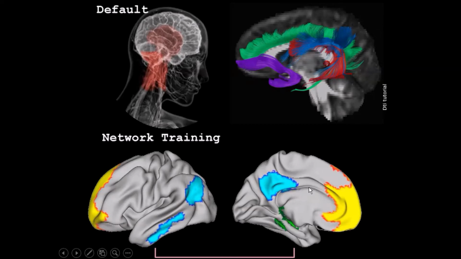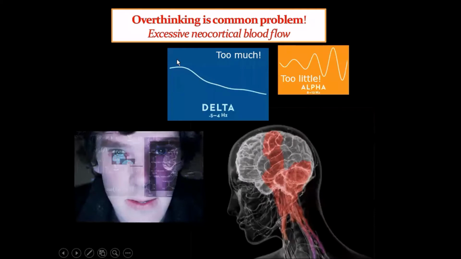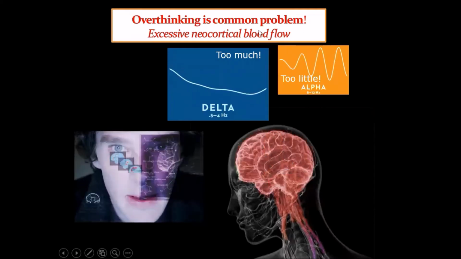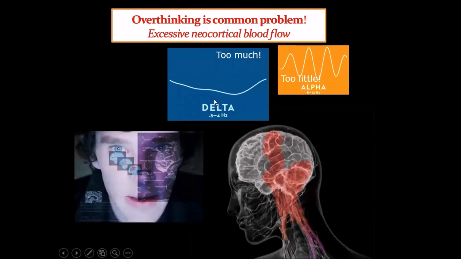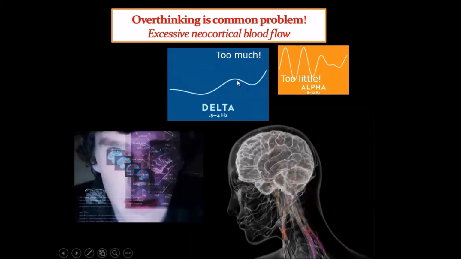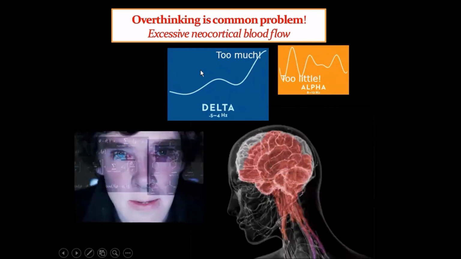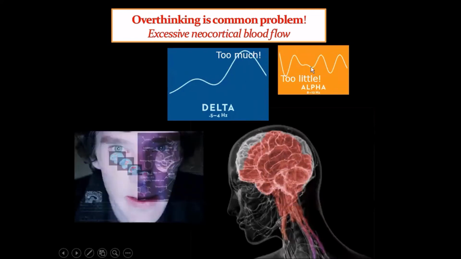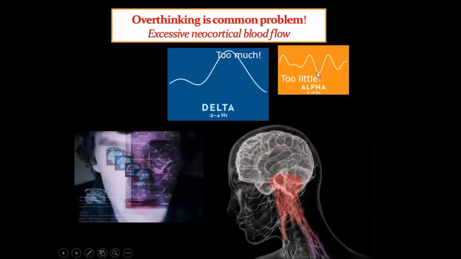That's just the most important one, and we often start with that if there are problems in it. Like I said earlier, overthinking is a common problem. You get excessive neocortical blood flow and get detached. Actually, delta is detached from the sensory world, sort of in your own head. And sometimes working too hard, trying to solve things, like Sherlock over here.